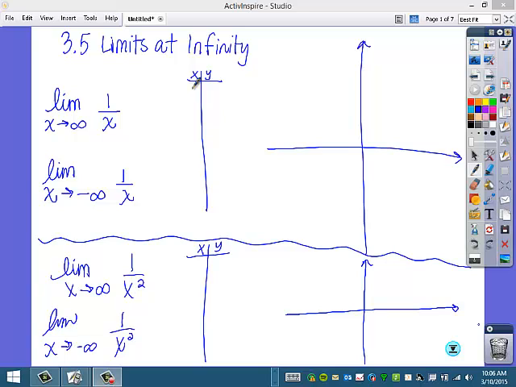So let's plug in some x values into our function and graph it. So if x is 1, then y is 1 over 1, which is 1. If x is 2, then y is 1/2. If x is 3, then y is 1/3. If x is 4, then y is 1/4.